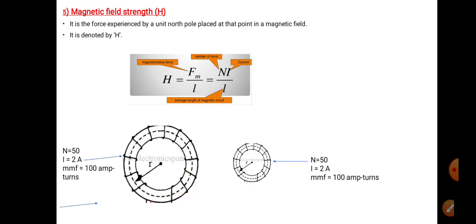One is a small conductor, and the second one is the big conductor. Both conductors have the same number of turns, 50, and the current flowing through both is the same, 2 ampere. So MMF is 100 ampere turns, because the number of turns and current are the same, but this length is large and here the length is very less. So the field strength of this conductor is less and the field strength of this conductor is large.